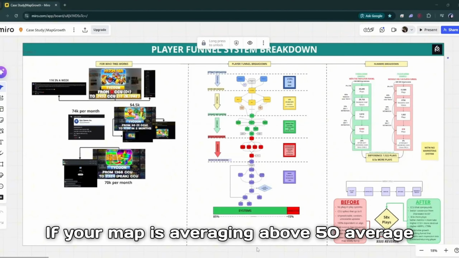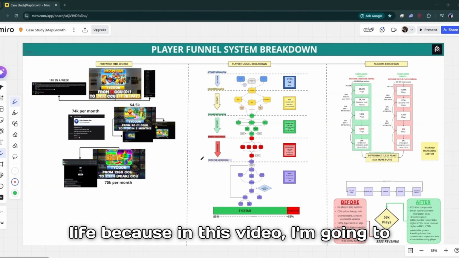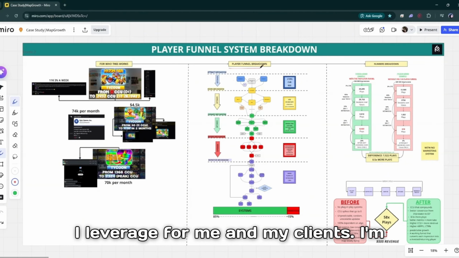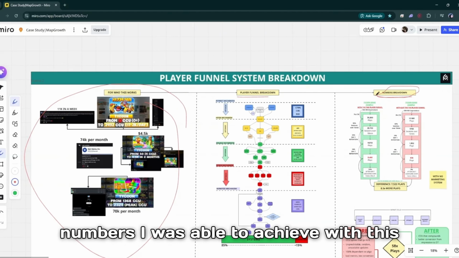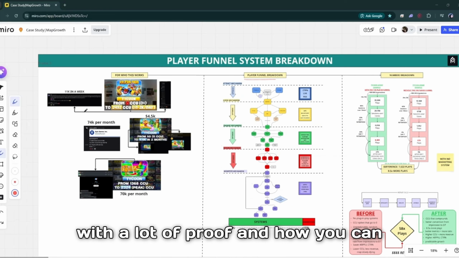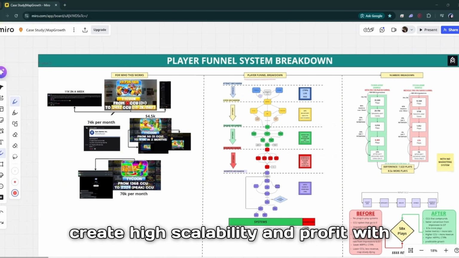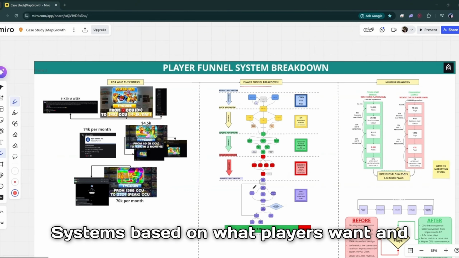If your map is averaging above 50 average CCU, then this funnel will change your life. Because in this video, I'm gonna break down the exact player funnel system I leverage for me and my clients. I'm also gonna break down all of the numbers I was able to achieve with this funnel, and I'm also gonna back it up with a lot of proof, and how you can create high scalability and profit with your Fortnite map. Because we need to optimize our systems based on what players want and desire.